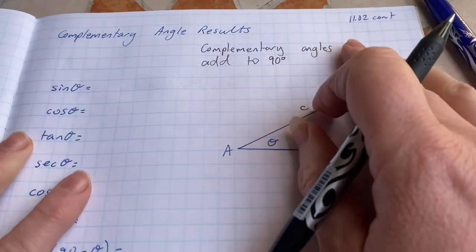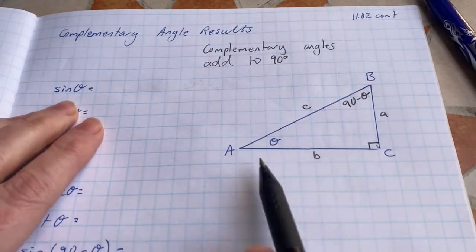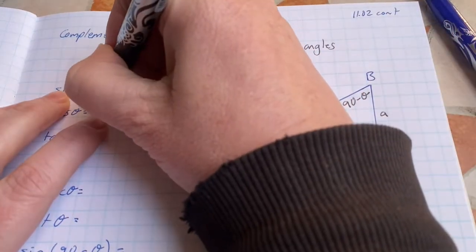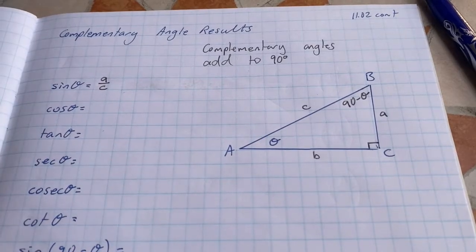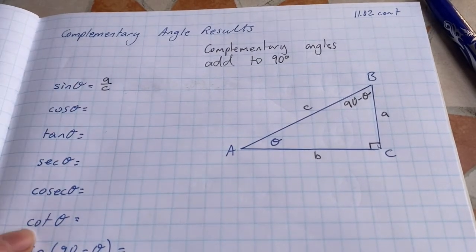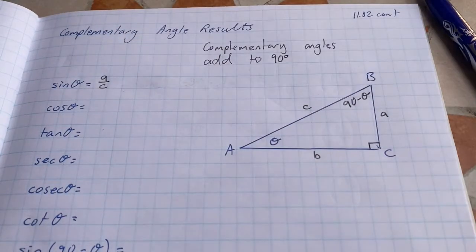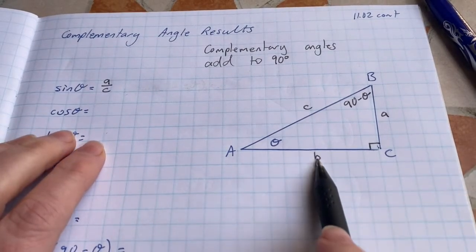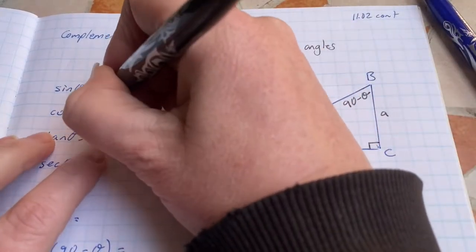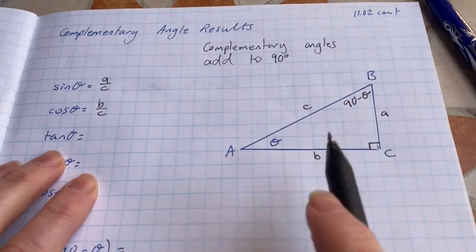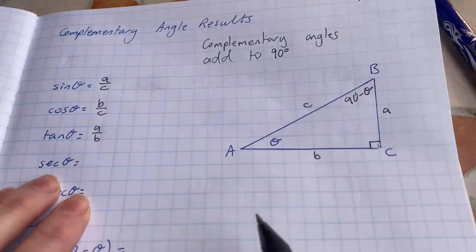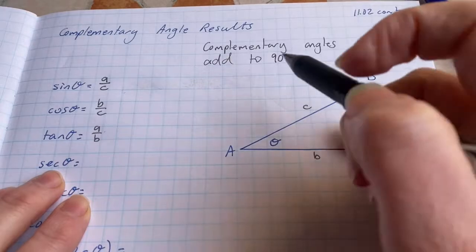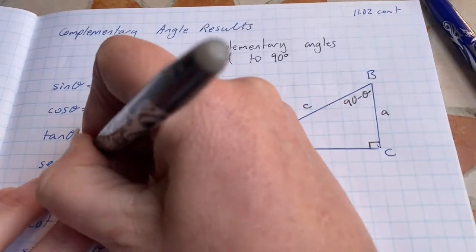Now I'm just going to do the first couple. So sine theta is going to be the opposite over the hypotenuse. So that's going to be A over C. Now, pause the video and do down to cot theta, and then start the video again. So cos theta will be B over C, because this is our angle. So B over C, tan theta A over B. Sec theta is 1 over cos, remember the third letter, so find cos and flip it, so C over B.